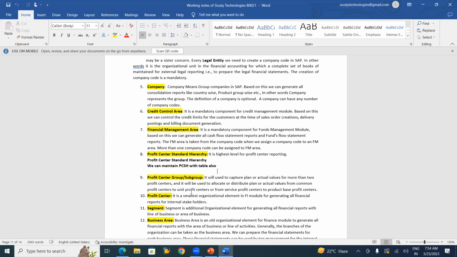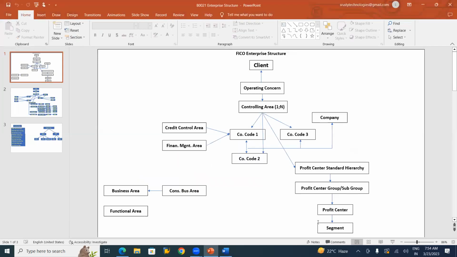First, we will create the standard hierarchy and we will create profit center groups or subgroups. And each profit center group will be allocated as per your companies. For example, I want to create one profit center group for the corporate company, for example, corporate profit center. At the same time, I want to create 2 or 3 profit centers for company code 1. And I want to create one profit center group for company code 2. And for the third one, I want to create one more profit center for company code 3.